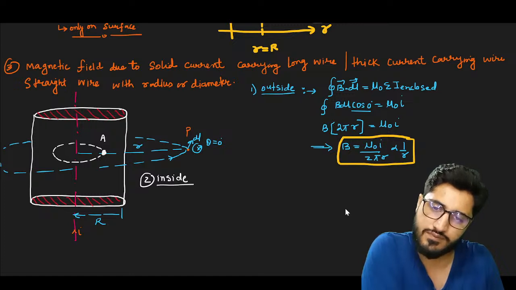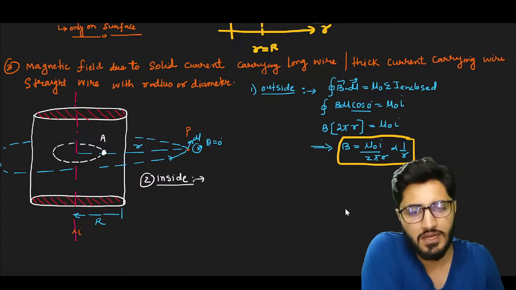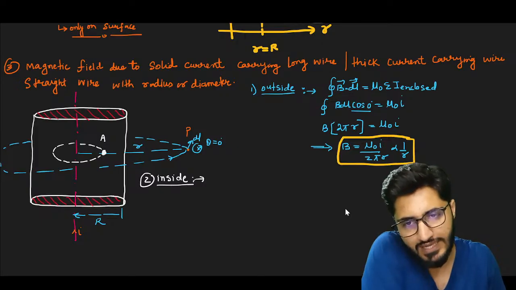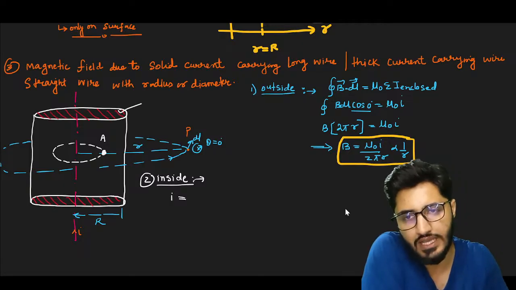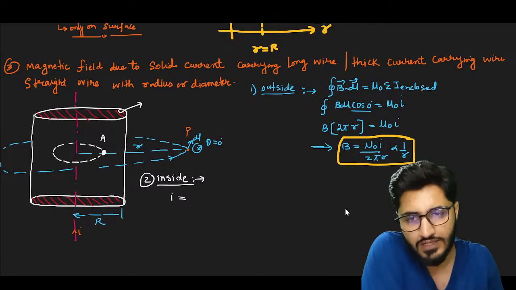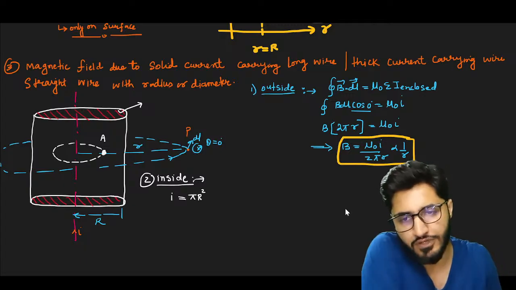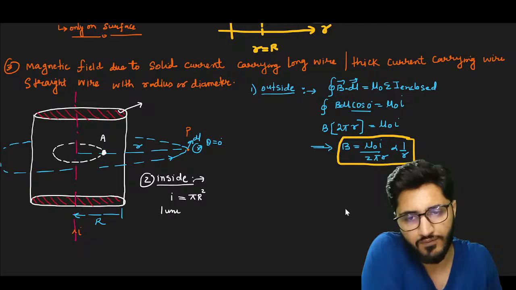Inside. Look, beta. My current I is flowing through this whole area. What is the area? The area is pi r square. That means through 1 unit of area, my current flow is I by pi r square.